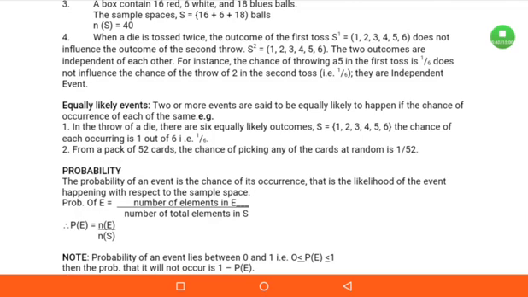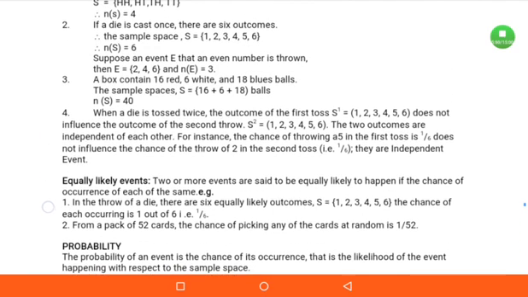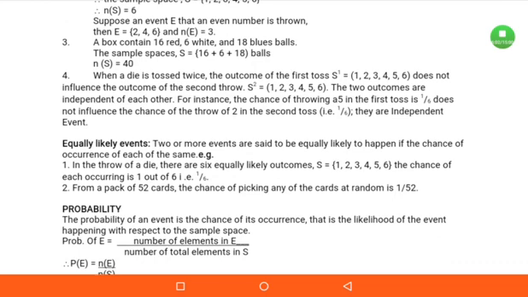Number 4, when a die is tossed twice, the outcome of the first toss, S1, which shows 1, 2, 3, 4, 5, or 6, does not influence the outcome of the second throw, S2. It could be the same thing, 1, 2, 3, 4, 5, or 6. It means when you throw one die, because it shows 6, does not mean the other die will show 6. One could show 5, the other could show 6 or 1. 7 cannot be there because 7 is not in the sample space.